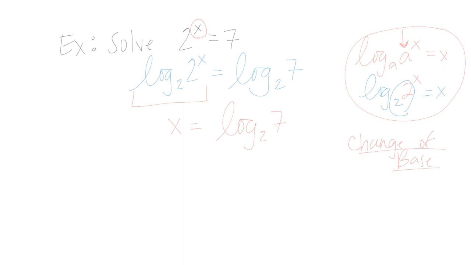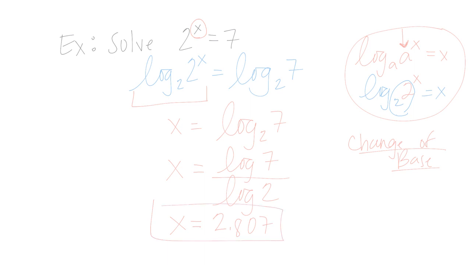So for change of base, we're going to rewrite log base 2 of 7 as log base 10 of 7 over log base 10 of 2. And that's what I'm going to type into my calculator. And when I do that, I get 2.807. And as always, I check my answer.